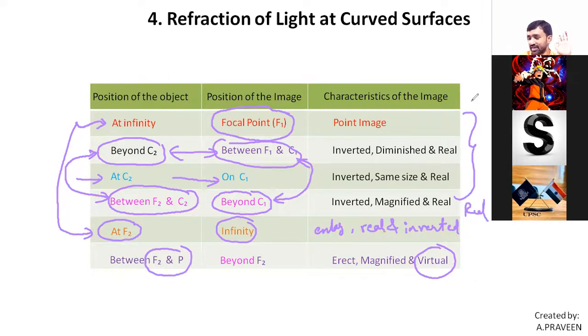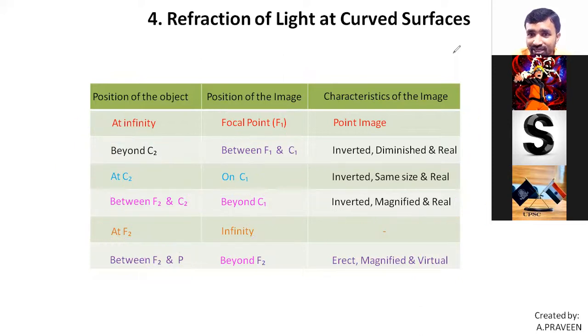Is everyone clear about these diagrams? Just speak out. Talk to me. If anything, nothing. Shall we move to another topic? Right. So these are the characteristics generalized for the respective positions of the object in front of the convex lens on the principal axis.